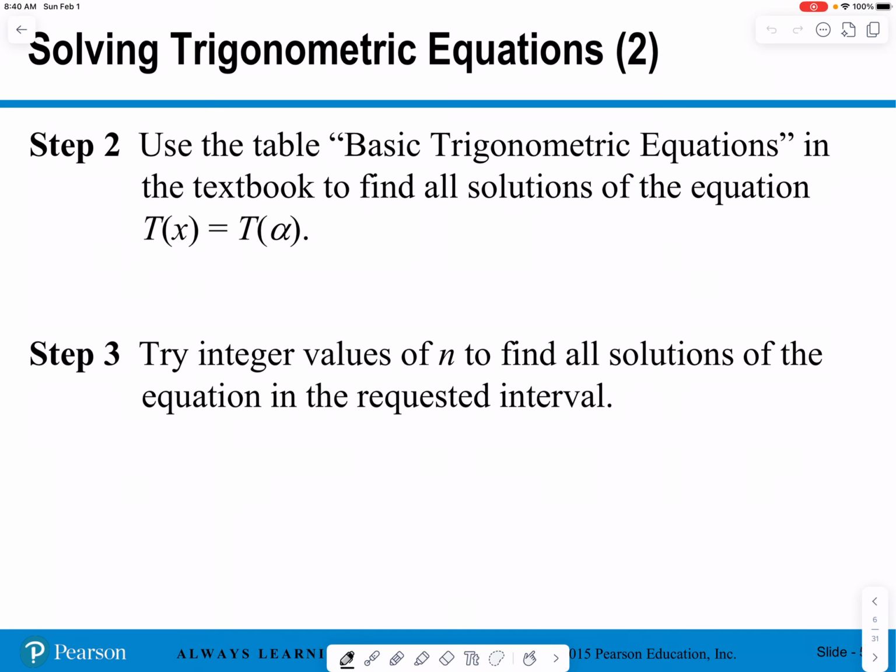Okay, let's see what we got. Step 2: use the table of basic trigonometric equations in the textbook to find all solutions of the form T of x equals T of alpha. And then try integer values of n to find all solutions of the equation in the requested interval. I might need to look that up just to have it on file, but we're going to work with what we got for right now.